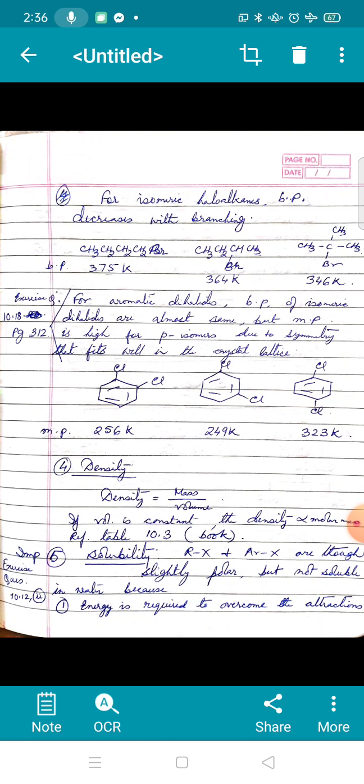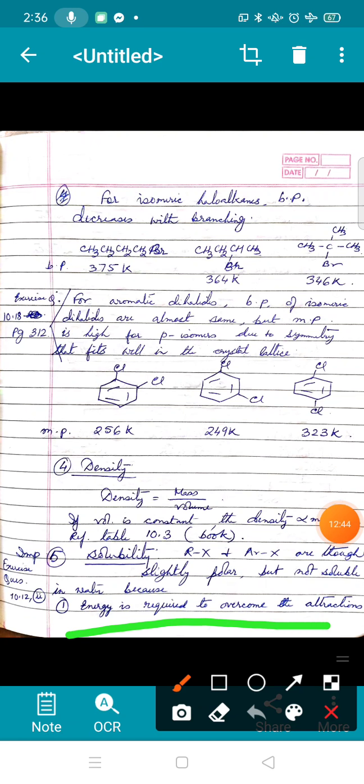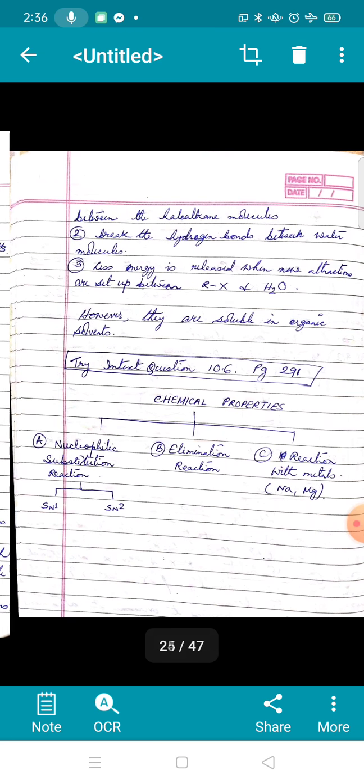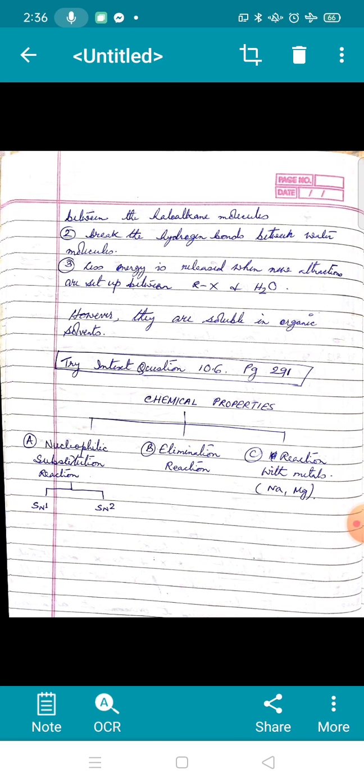Haloalkanes and haloarenes, though the carbon halogen bond is polar, and we know like dissolves like, but still they are not soluble in water. Now there are three reasons for this. The first reason is energy required to overcome the force of attractions is more than energy released when they form the bonds. Point number 2, energy to break the hydrogen bond between water molecules is much more than when the new bonds are formed. Less energy is released when new attractions are set up between RX and water.